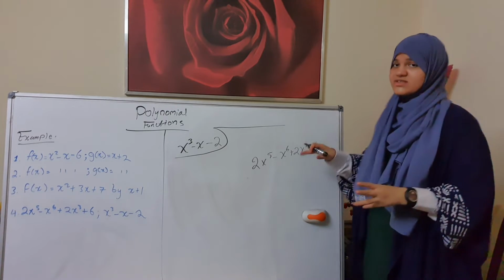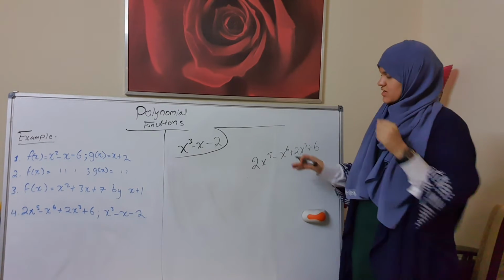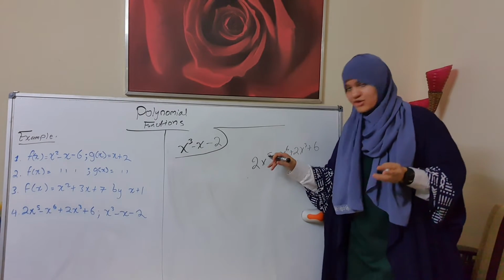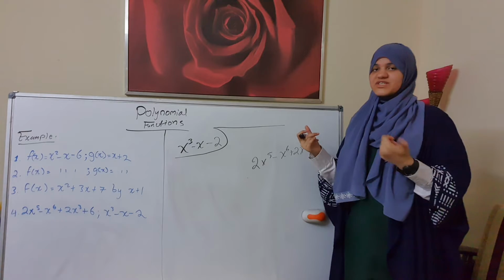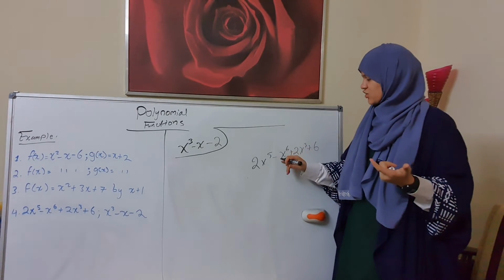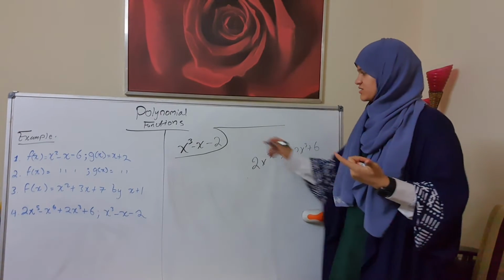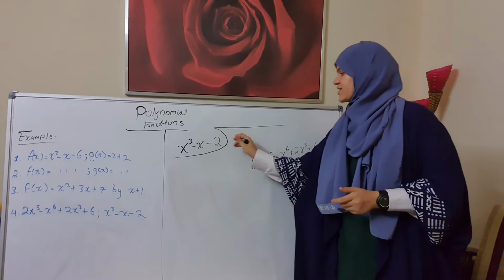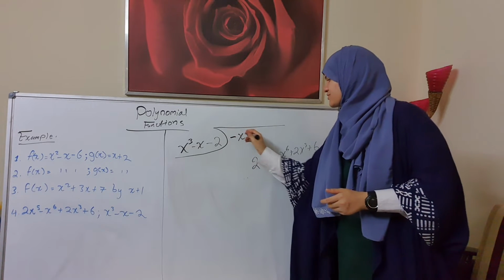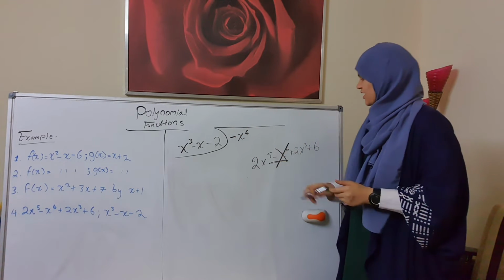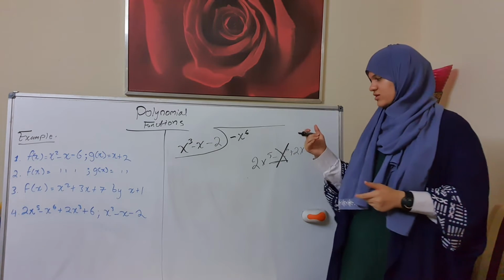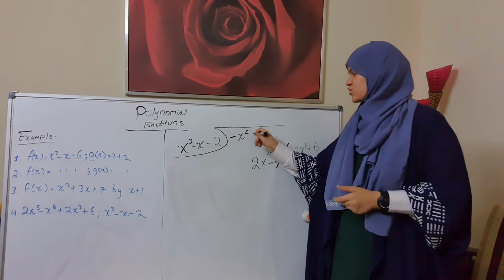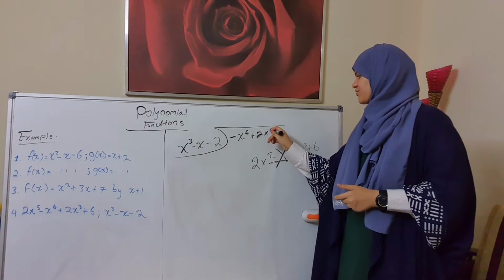Now we will arrange it in descending order. Like for example, is 2x to the power of 5 greater than x to the power of 6? No, of course not, because here it says x to the power of 5 and x to the power of 6, so that means x to the power of 6 is greater than x to the power of 5. So we'll put x to the power of 6 first. It will be negative x to the power of 6. Okay? Now the next one, after x to the power of 6, we have x to the power of 5. So it will be plus 2x to the power of 5.